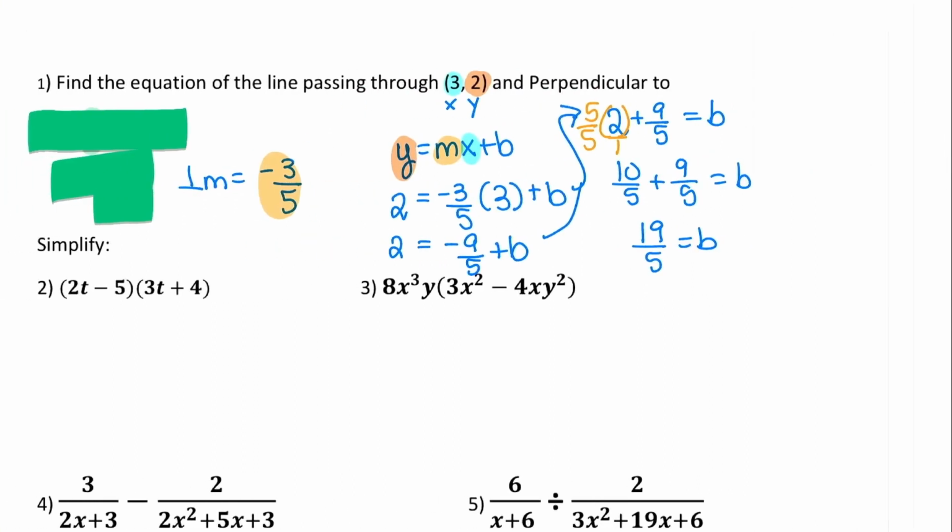To finish out this problem, we would now plug in our corresponding slope, which is here, and our y-intercept, which is here, to get our final equation. So it's going to be y equals negative 3/5 x plus 19/5. And that is your answer.